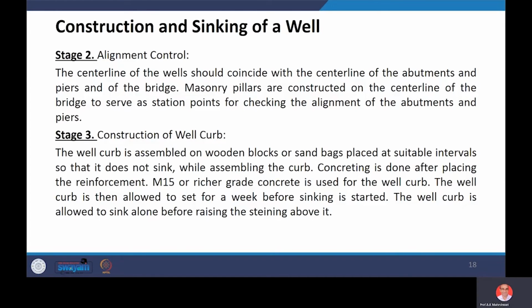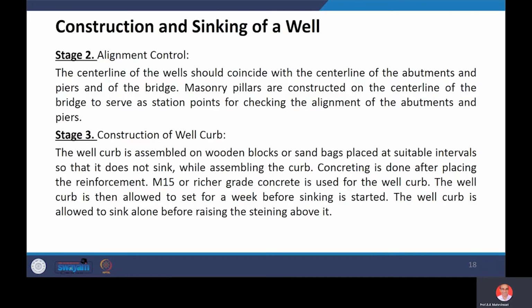Third stage, construction of the valve curve. The valve curve is assembled on wooden blocks or sandbags placed at suitable intervals so that it doesn't sink while assembling the curve. Concreting is done after placing the reinforcement. M15 or richer grade concrete is used for the valve curve. The valve curve is then allowed to set for a week before sinking is started. The valve curve is allowed to sink alone before raising the steining above it.